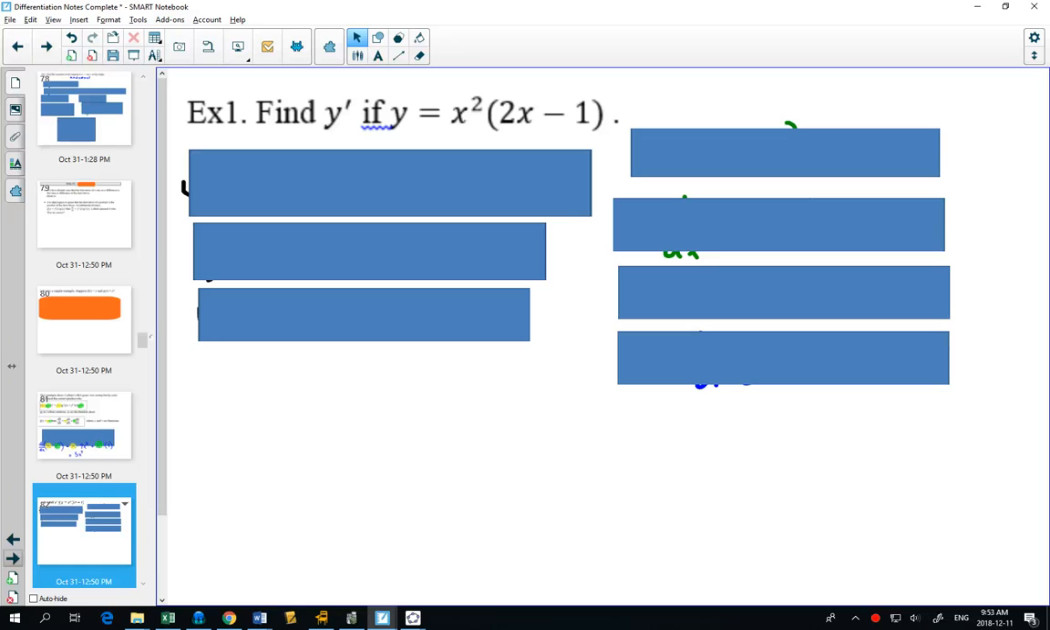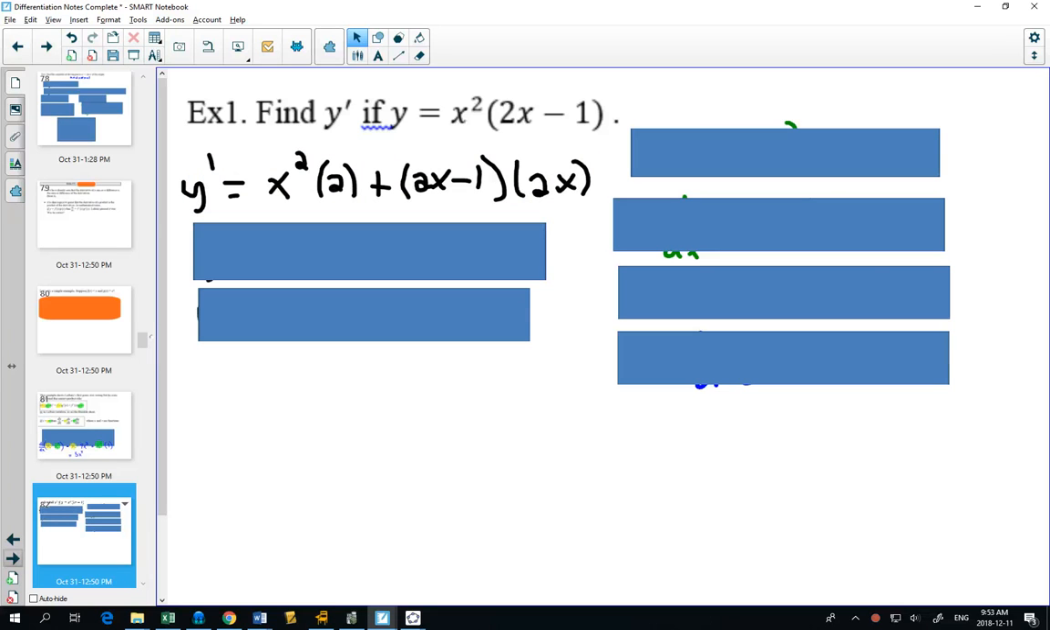So when you see this, you have to decide: should I use my old rules, my power rules, or should I use my new rules? If I use my new rules, and again, at the beginning I'm going to use lots of highlighting, my first function multiplied by my second function.